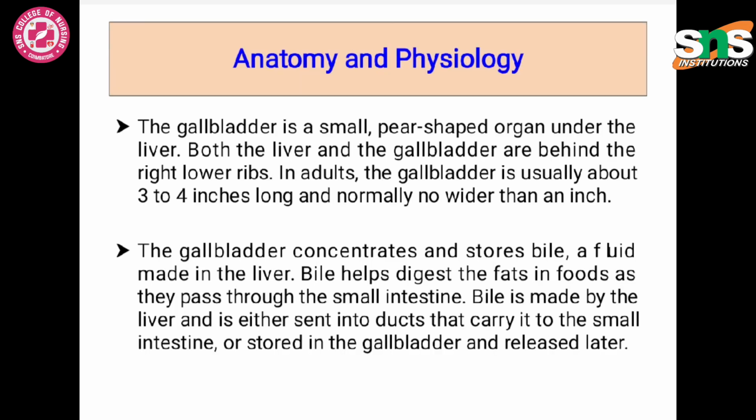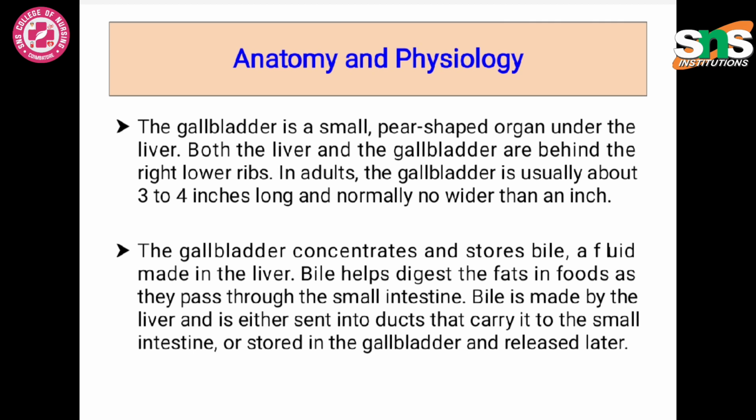So first, anatomy and physiology. The gallbladder is a small and pear-shaped organ under the liver. Both the liver and the gallbladder are behind the right lower lobes. In adults, the gallbladder is usually about 3 to 4 inches long and normally no wider than an inch. The gallbladder concentrates and stores bile, a fluid made in the liver. Bile helps digest the fats in foods as they pass through the small intestine.